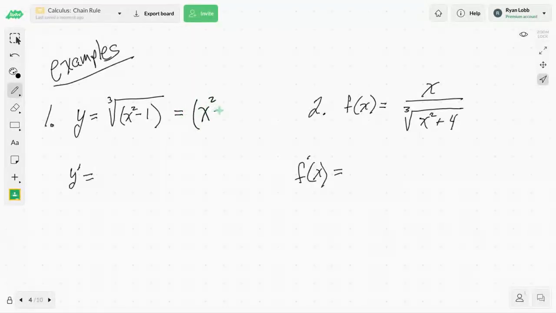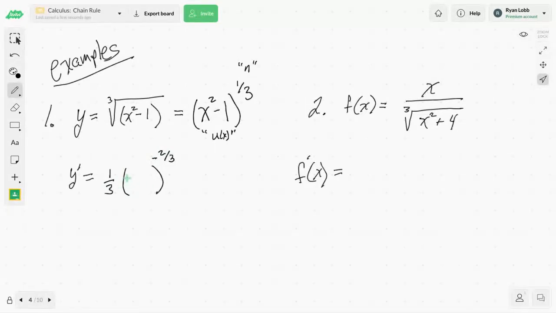x squared minus 1 to the 1/3 power. So now we have an inner function, u of x, raised to the nth power. There's our general power rule. So we take n, so we got 1/3. Everything inside stays the same, right? Raised to the 1/3 minus 1, negative 2/3. Okay, so there's the derivative of the outer function.